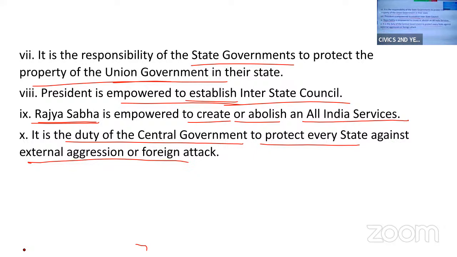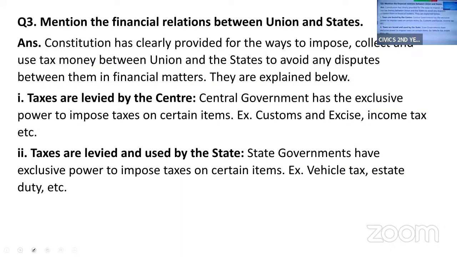We have discussed legislative relations, which is pertaining to lawmaking, then we have discussed administrative relations. Now let us move on to the next one, that is financial relations between the union and the states. So how are these financial relations determined?